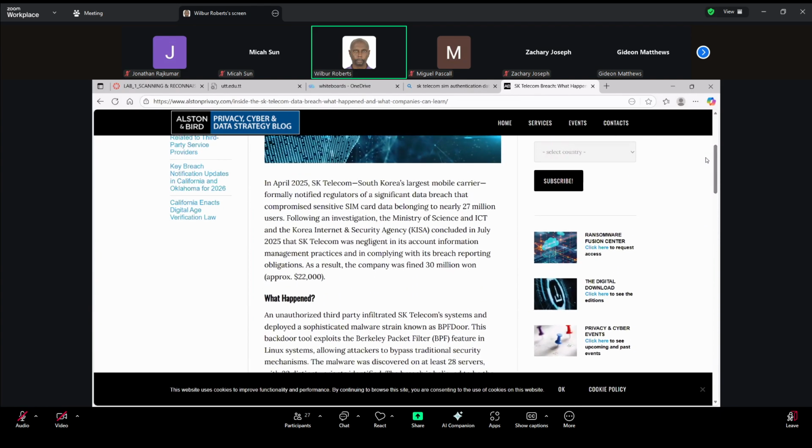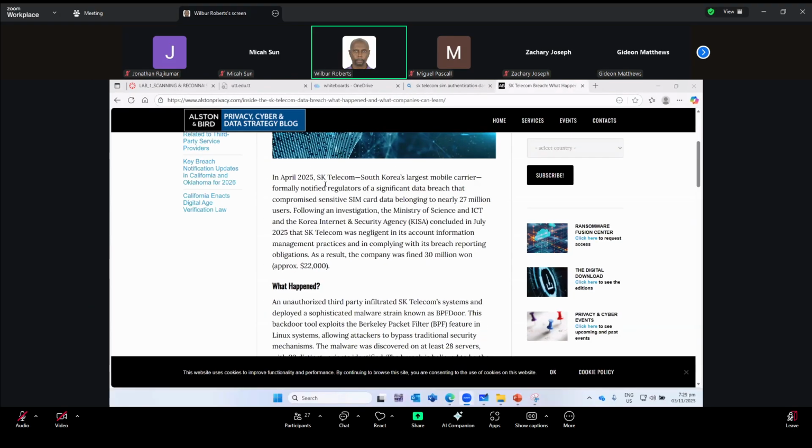So I'll just read it, okay, folks? Are you all seeing my screen? I wonder if I'm sharing the screen. Yes, it's being shared. Right, good. So I'll just read it. In April 2025, SK Telecom, that is South Korea's largest mobile carrier, formally notified regulators of a significant data breach that compromised sensitive SIM card data belonging to nearly 27 million users.